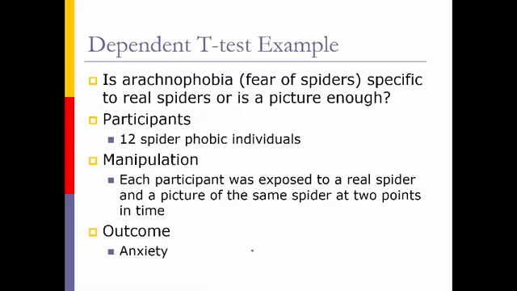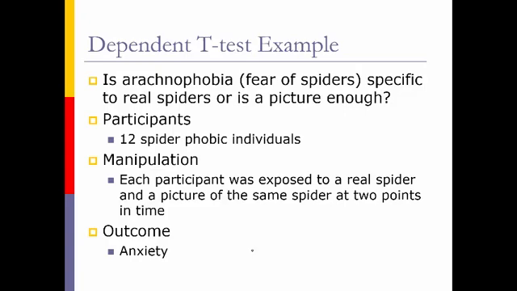All right, so we're going to go over an example. And we're going to use this very similar example for the dependent and the independent t-test to kind of indicate the difference between the two. So here we're looking at is arachnophobia, otherwise known as the fear of spiders, specific to real spiders, or is a picture enough? So we took, for the dependent t-test, 12 spider-phobic individuals.